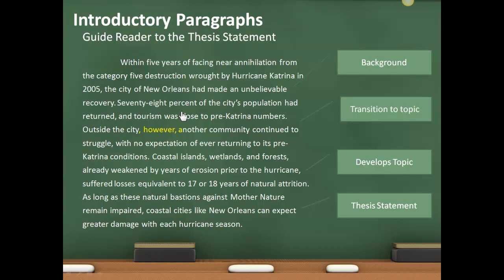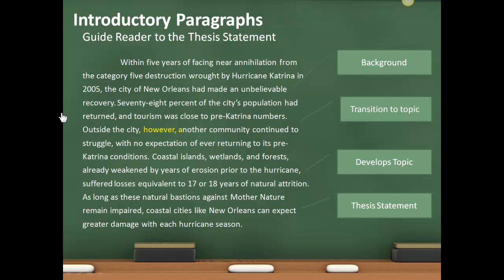So this is some background, introducing the idea of Hurricane Katrina, how it affected the city of New Orleans, and then in this case, I'm making a slight transition to my topic because I'm not going to be talking specifically about New Orleans, the city, but about the effect of Hurricane Katrina in other places. So this, however, indicates that we're shifting. But notice that it's not a dramatic shift. I'm still on the topic of Katrina. I'm not moving from Hurricane Katrina in New Orleans to the tsunami in India. I'm still in the same family of discussion.